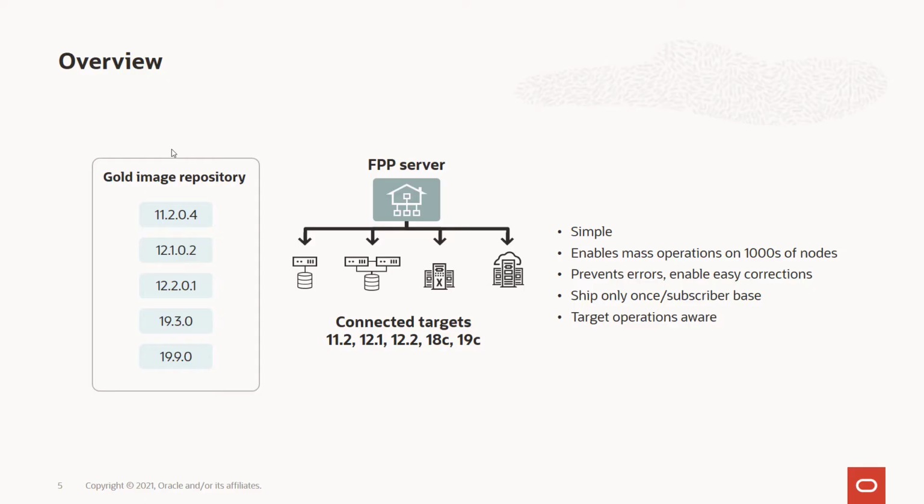And it works using the concept of out-of-place patching. What does it mean? It means that Fleet Patching and Provisioning creates a new copy of the Oracle homes for the databases, and the databases can be moved to the new Oracle homes instead of patching the binaries in place.